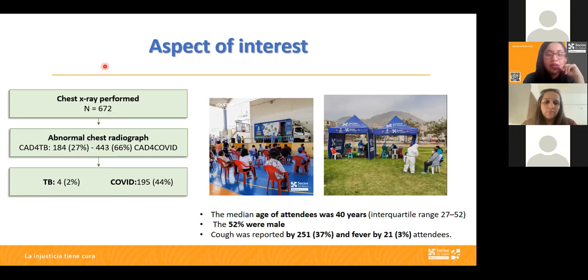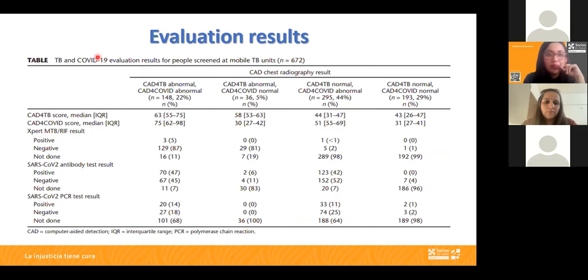Cough was reported by 251 patients and fever by 21 attendees, which is around 3%. This is one of the signs they presented. Well, this is quite an interesting table. We had people with abnormal CAT4 TB and abnormal CAT4 COVID. We had around 22% which had abnormality for both pathologies, according to our software. For abnormal CAT4 TB and normal CAT4 COVID, we had 5%. For normal CAT4 TB and abnormal CAT4 COVID, we had 44%. And 29% didn't have any abnormality, neither for COVID nor for TB.